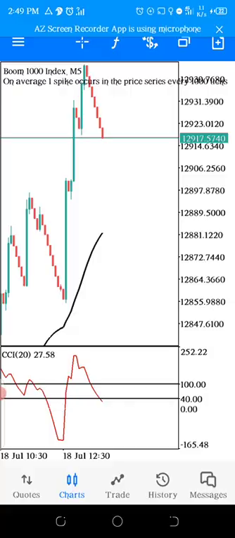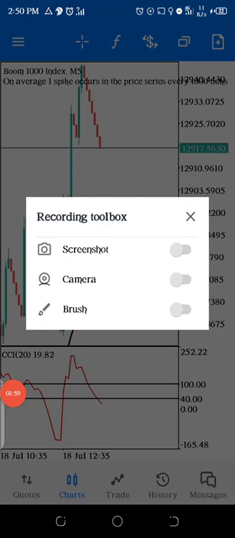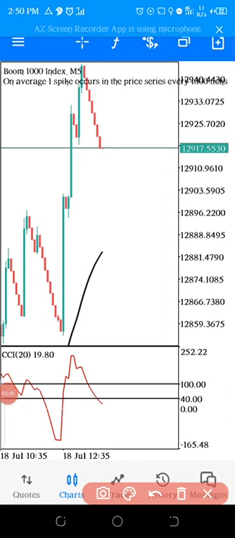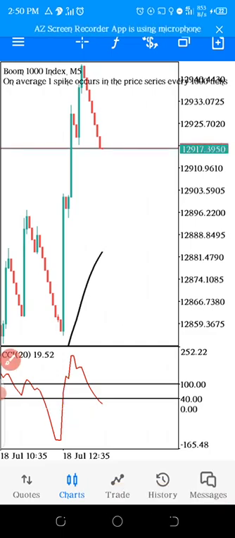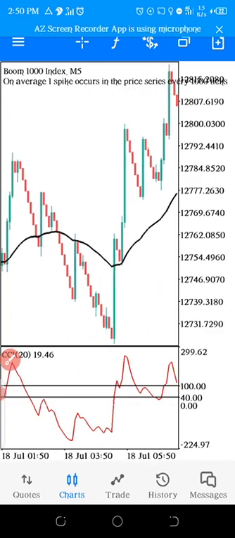Now, we have a moving average here. It is not the 200 and it is not the 100, okay. And then we have the CCI, okay. So you want to make sure you watch the video to the end for the indicator settings, okay. So let me just explain how it works.